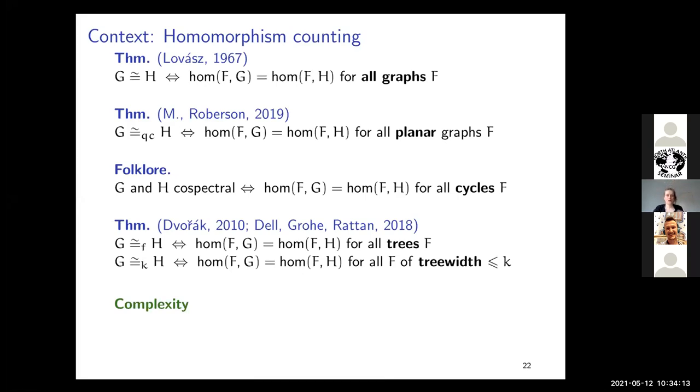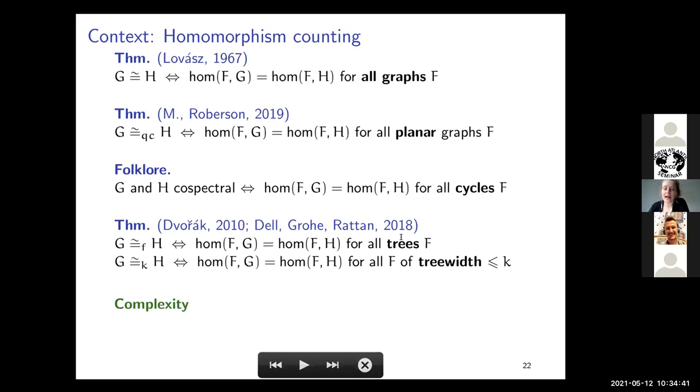Okay, thanks. Actually, in this work, Dell, Grohe and Rattan did ask this precise question of what happens if for this class of graphs you take planar graphs. Of course, I don't think they expected that the answer is going to be quantum isomorphism. I don't think they knew at that point what quantum isomorphism was.